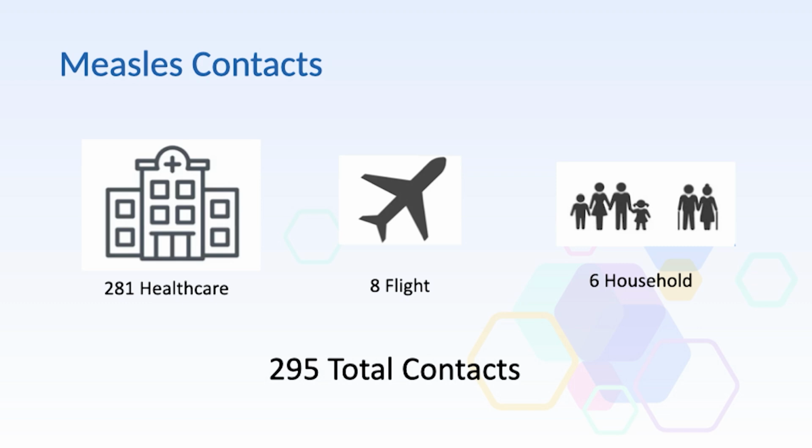In total, there were 295 exposed contacts, including household members, healthcare contacts, and flight passengers. Fortunately, there were no secondary cases as a result of these exposures, but this case and their subsequent exposures demonstrates that responding to a measles case is very time and resource intensive, requiring collaboration between healthcare, local and state health departments, and the CDC.